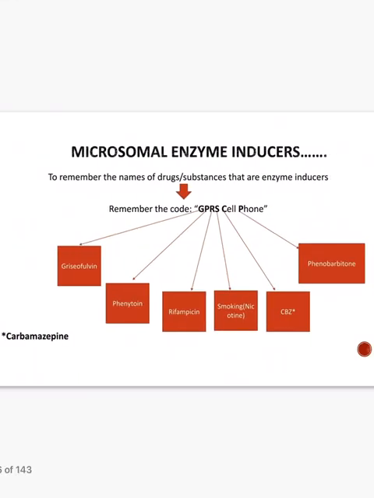Now coming on to the microsomal enzyme inducers. Okay, so what are the microsomal enzyme inducers? We have the mnemonic, that is GPRS cell phone. Okay, G for griseofulvin. Can you recall, guys? This is an antifungal drug. Then phenytoin, again an anti-epileptic. R means rifampicin, that is used as an anti-TB drug. Then S, that is smoking, which contains nicotine. Cell phone, C is carbamazepine, and P for phenobarbital. So this is important, guys. Okay, so these are microsomal enzyme inducers.